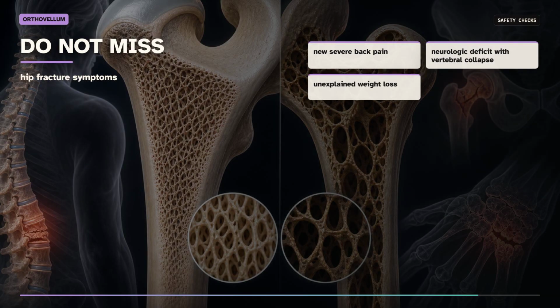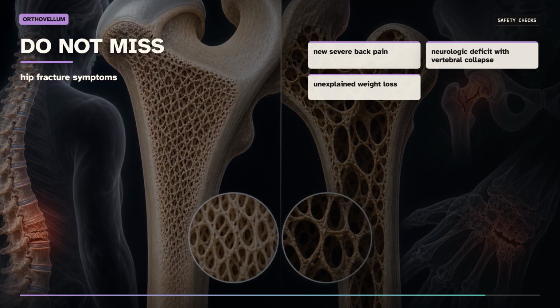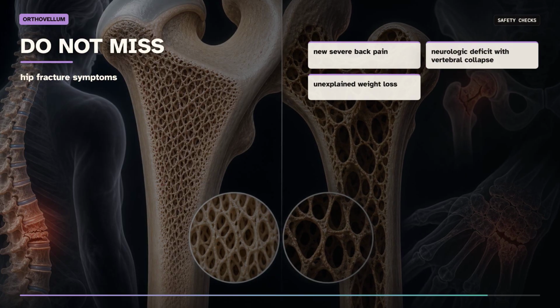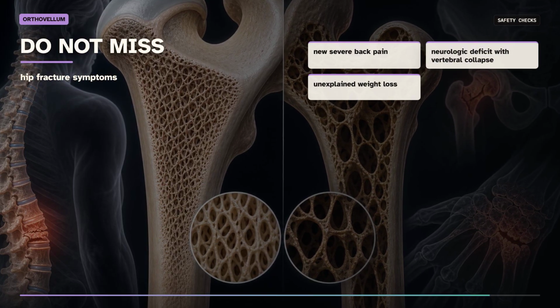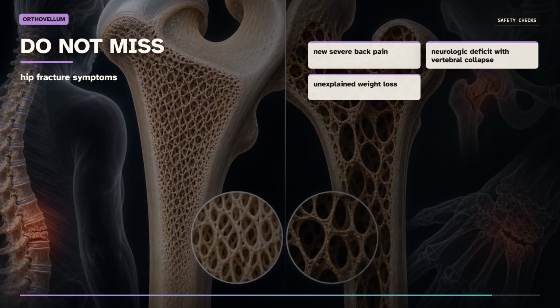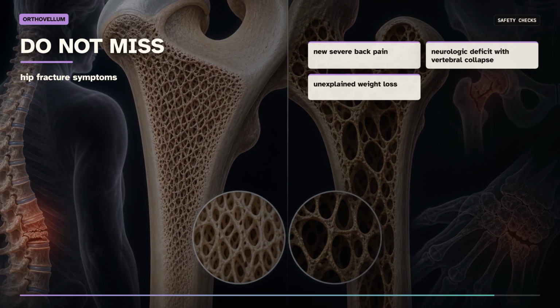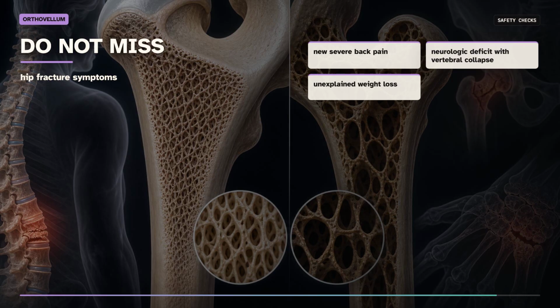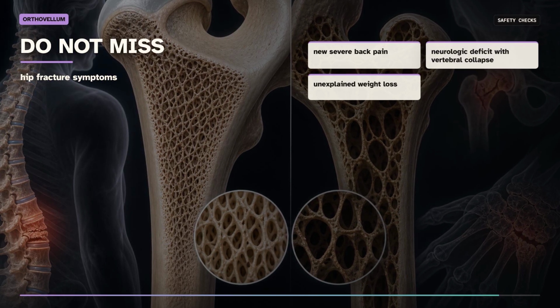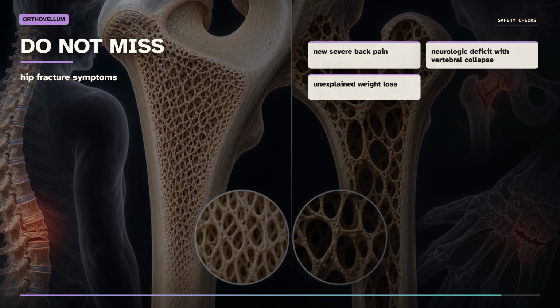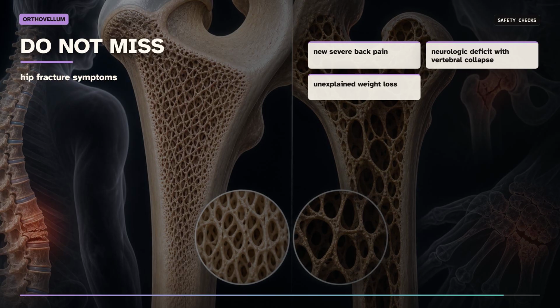Red flags and urgent features include hip fracture symptoms, new severe back pain, neurologic deficit with vertebral collapse, and unexplained weight loss. Red flags do not mean panic. They mean the pathway changes: earlier assessment, different imaging, or urgent specialist review. For patients, this is the safety net. For residents, this is how you avoid anchoring on a common diagnosis while missing the dangerous one.